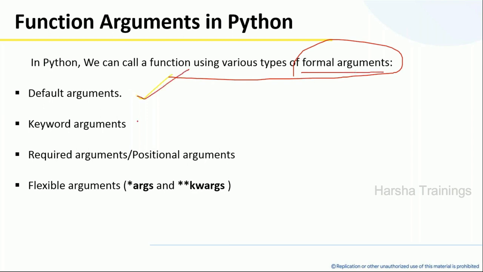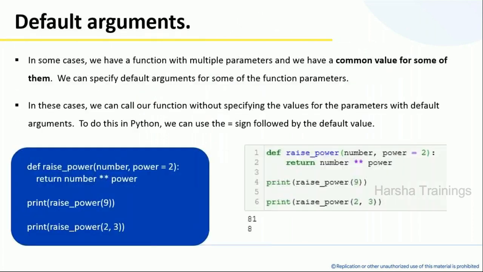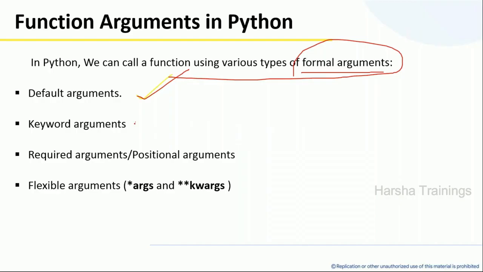First one is default arguments. Second one is keyword arguments, third one is positional arguments, fourth one is flexible arguments. If you permit me, first I will discuss default arguments.